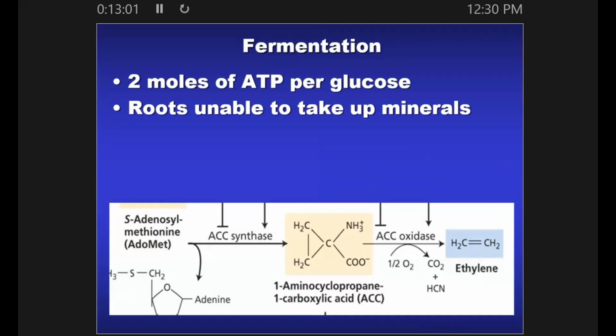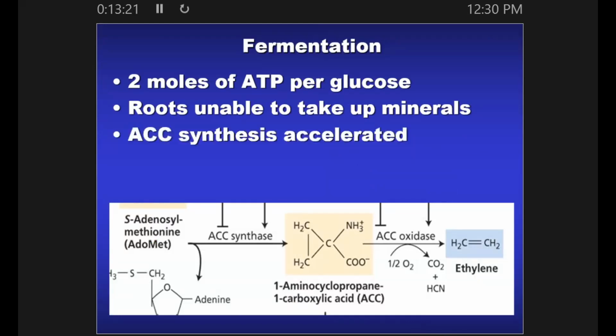And then the roots under flooded conditions, it just creates a condition where it's really hard for them to have mineral uptake. And even though there's plenty of water there, they're having a really hard time taking up the necessary minerals. I'm not going to go into any details on that. It's just the big picture idea on that.